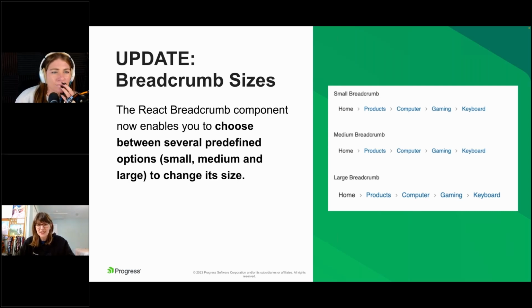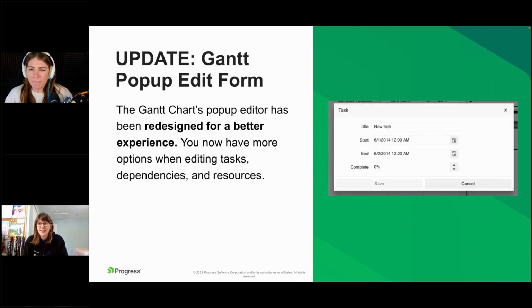All right, update to our breadcrumb in that now there are a couple of preset sizes you can move between: small, medium, and large breadcrumbs. Again, good for responsive environments where you can have a nice large breadcrumb when you have a nice large screen and then size it down for a more compact view as needed. The Gantt pop-up edit form has been redesigned for a better experience. So you now have some more options for adding tasks, dependencies, resources, and it all looks nifty.